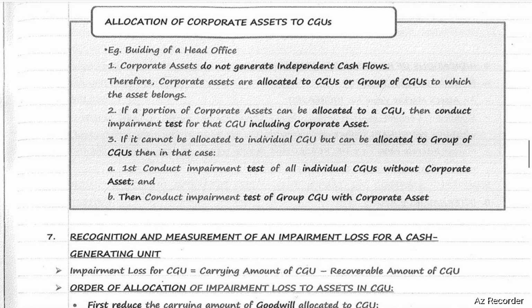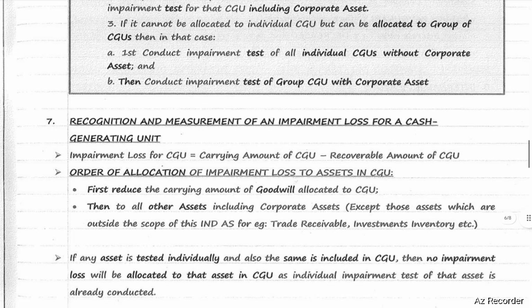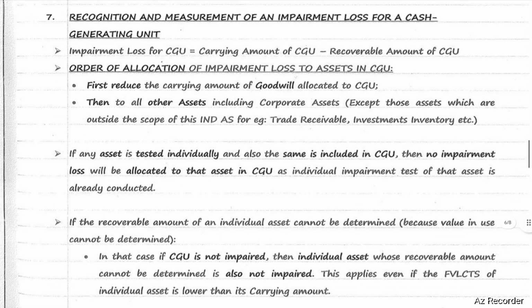If it cannot be allocated to an individual CGU, but can be allocated to a group of CGUs, then in that case, first conduct the impairment test of all individual CGUs without the corporate asset, and then conduct the impairment test of the group of CGUs with the corporate asset.